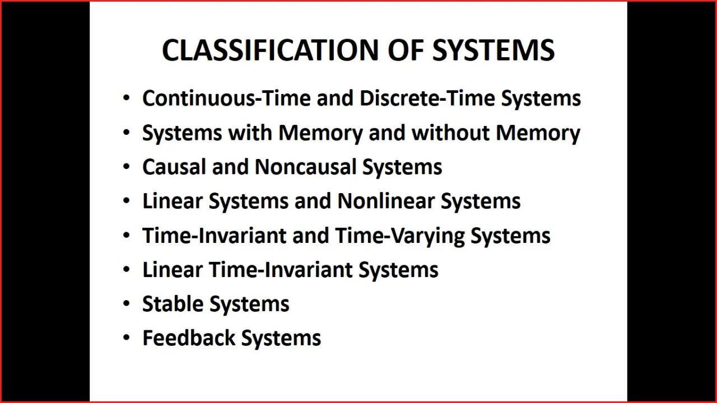Now the classification of the systems. In the classification of the systems, we have several types of systems. The first one is the continuous time and discrete time systems. Second is the systems with memory and without memory. The systems without memory are also regarded as memoryless systems.